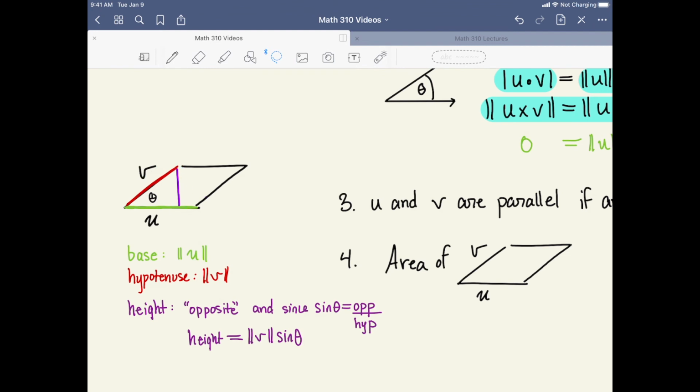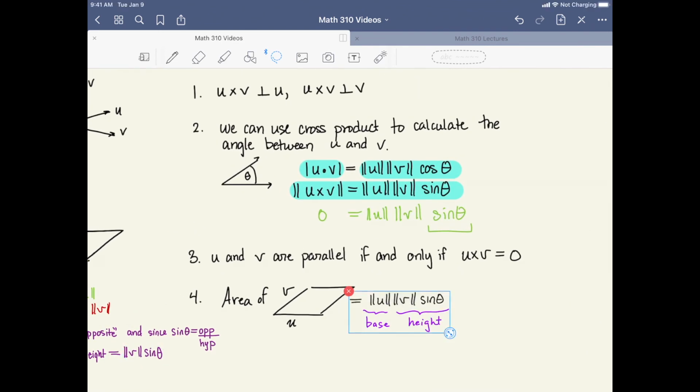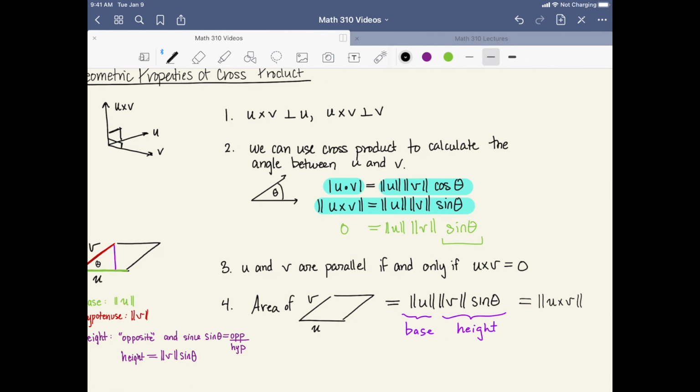There's a right angle triangle here as well, and the hypotenuse of that right angle triangle is v. So this is the length of v for the hypotenuse. The height of the parallelogram is the side that's opposite the angle theta. Since sine of theta is equal to opposite over hypotenuse, the opposite that we're interested in, the purple line here, is going to be given by the length of v, that's the hypotenuse, times sine of theta. So this is the part that's the height of the parallelogram. Put all this together, and what do you get? You get that the area is the length of u, that's the base, times the length of v sine theta, that's the height. And by our formula above, that's the length of u cross v.